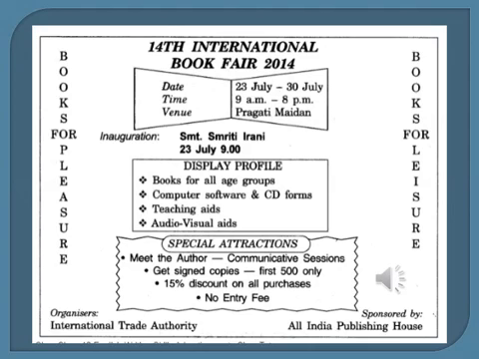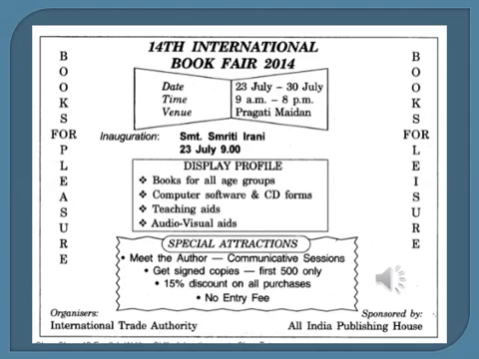Now let us look at one example of a display advertisement or commercial advertisement. How it is displayed. You will find that it has been displayed so well. Catchy phrases you will find. Heading, you just see: 14th International Book Fair 2014. It's very clear. It is on what? Then books for pleasure, books for leisure. So the way it is coined: books for pleasure, books for leisure.